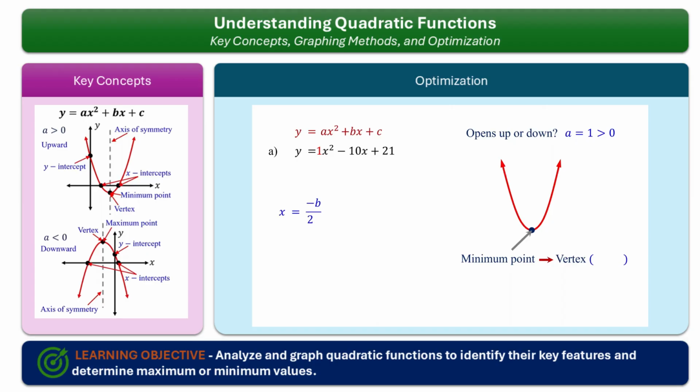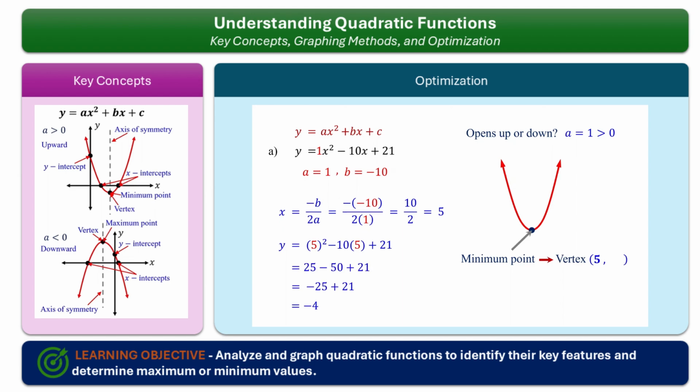First, find its x-coordinate using the formula x equals -b over 2a. In our function, a is 1, b is -10. Substitute these values into the formula. Simplifying this, we find that x equals 5, right? So, the x-coordinate of the vertex is 5. Now to find its y-coordinate, substitute its x-coordinate back into the original function. Simplifying this, we find that y equals -4. So, the y-coordinate of the vertex is -4.